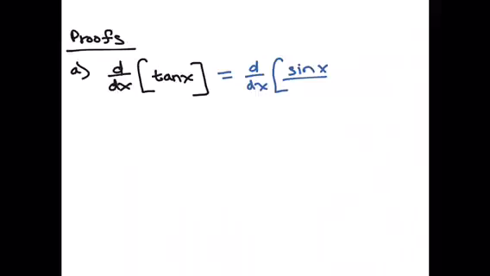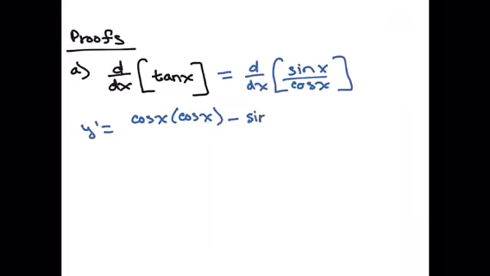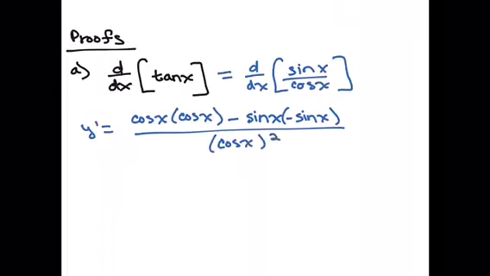So if we want to find the derivative of sine over cosine, we'll use the quotient rule. So the derivative is low, which is cosine x, d high, derivative of sine is cosine, minus high, which is sine x, d low, the derivative of cosine is negative sine x, over low squared, which would be cosine x squared.